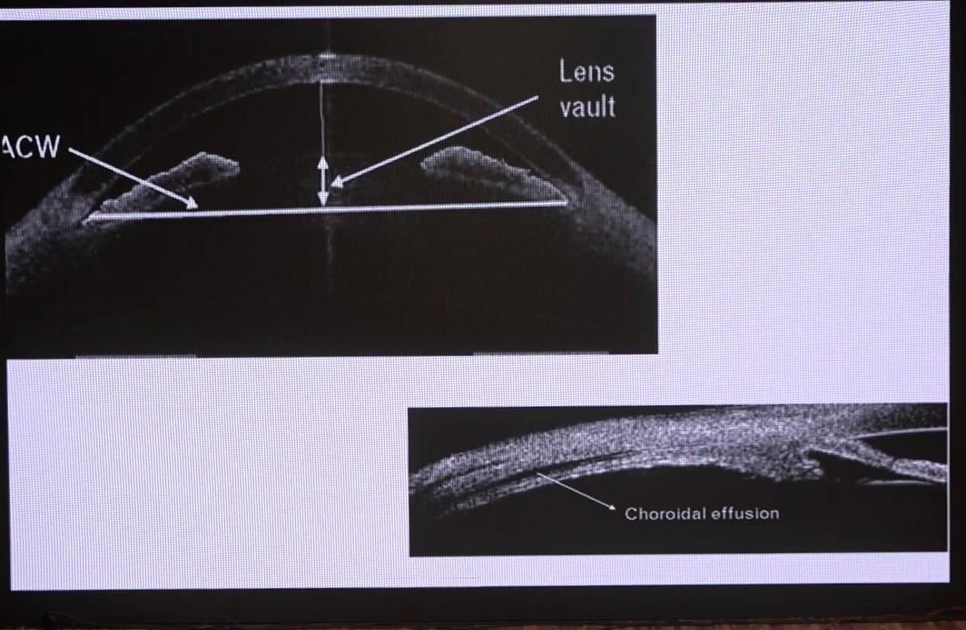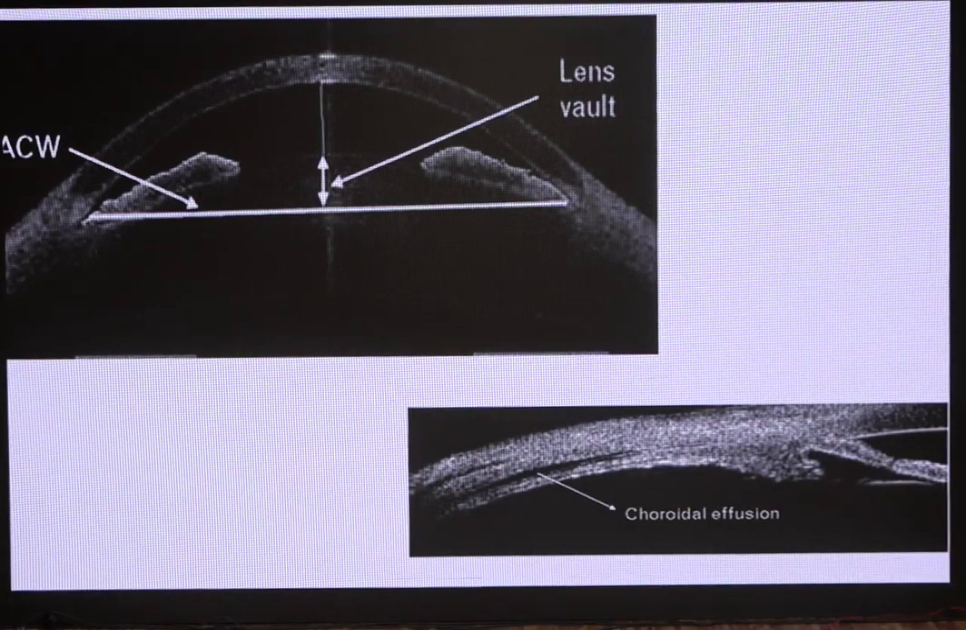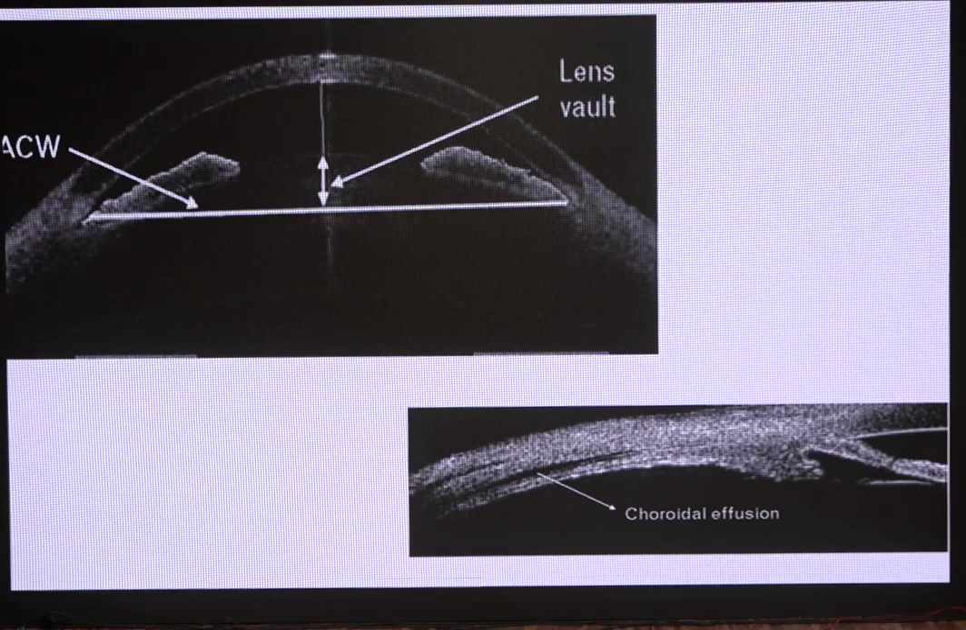Millimeters? Are we talking of millimeters? We are talking of microns. I think you have to know this. Which year are you in? No, anterior lens, the lens vault, do you know how it is calculated? Tell me, someone.